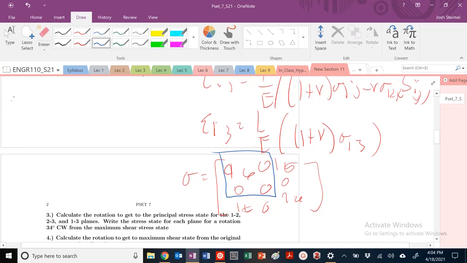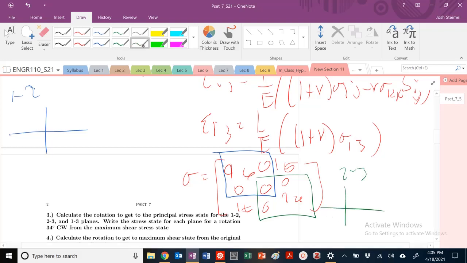So this is going to be my 2 plane. So look at my Mohr circle here. I've got my green is going to be my 2, 3 plane. So 2, 3, like this. And then I'm going to have this guy, this guy, this guy, and this guy. That's going to be my 1, 3 plane right over here.